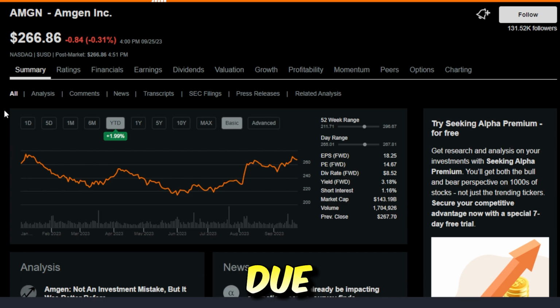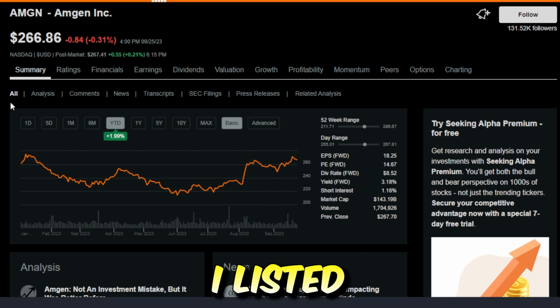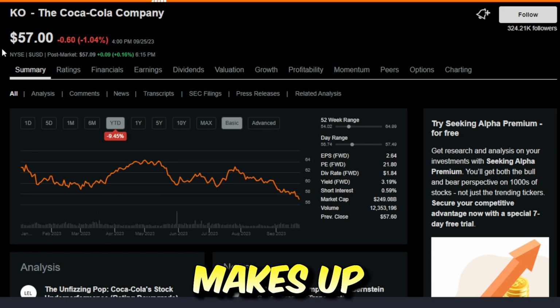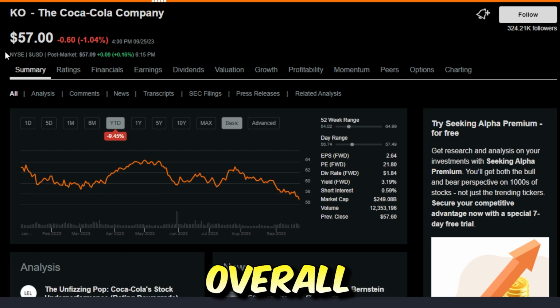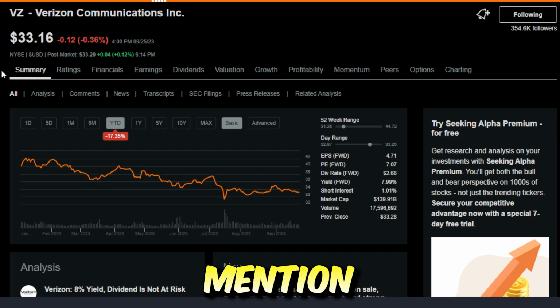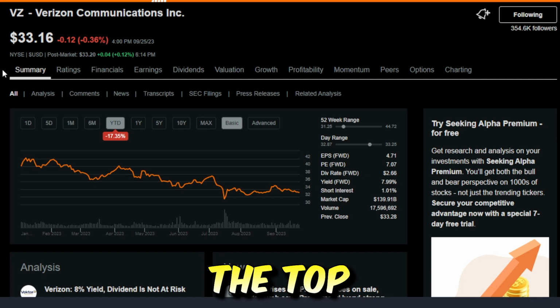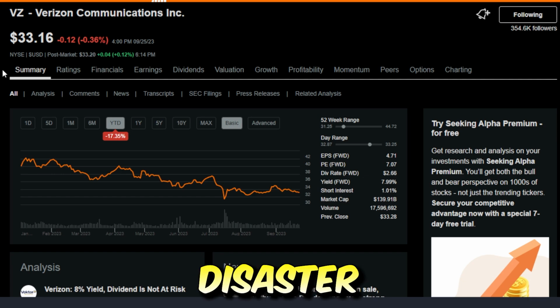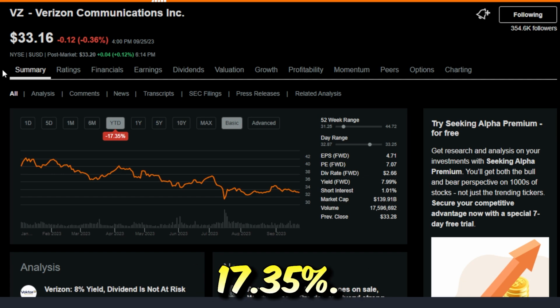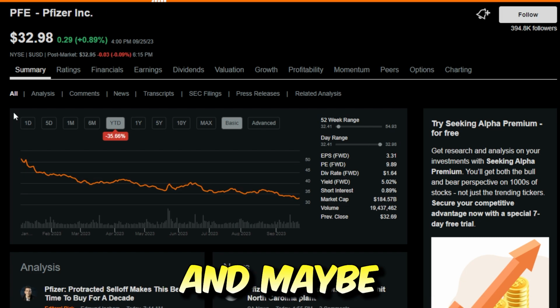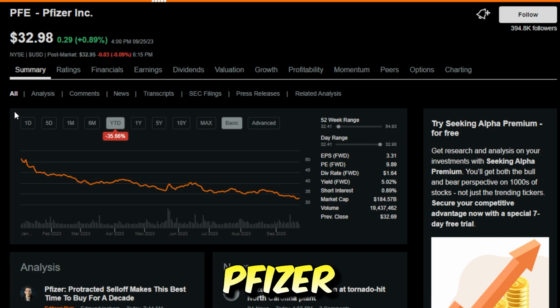Now, this is of course due to things like the performance of some of the top holdings in the ETF. If we look at Amgen, for example, year to date, this stock is up around 2%, which at least is in the green. But another popular name that makes up a decent amount of the overall ETF is down 9.45% year to date. Not to mention there's other stocks that make up the top 10 holdings that are an absolute utter disaster this year. Verizon's down 17.35%. And maybe let's not even get started with Pfizer, down 35.66% year to date.